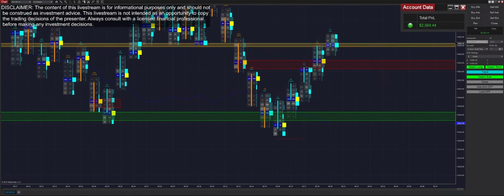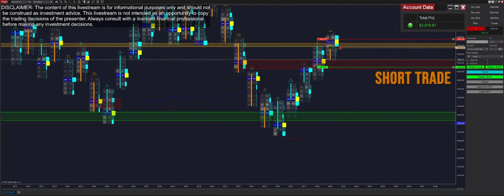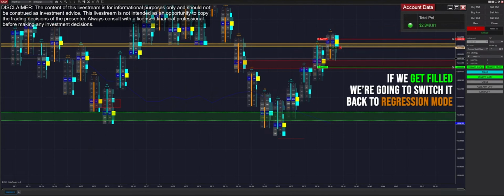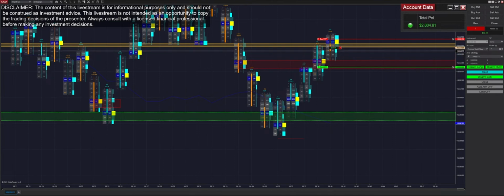You can see adversary detection keeping us out of this trade right here. Filled into a short trade, putting us back into this range. If we get filled here, we're putting it back into regression. See, the market on NQ very favorably enjoys regression mode more, but trend mode does have its uses.